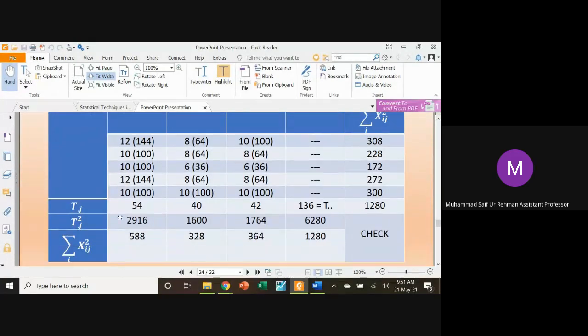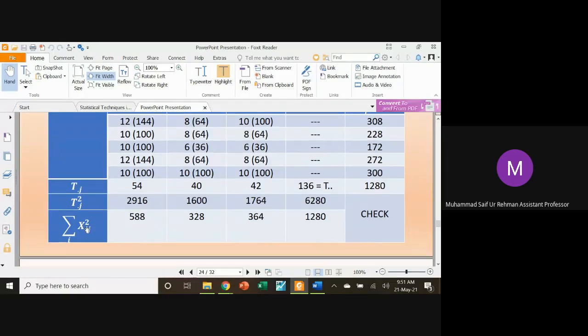Then comes the next row, that is T dot J square. In this case, you can simply square this value, 54 square, the answer is this. 40 square, the answer is this. 42 square, the answer is this. Okay, and then you have to add these three values. You will have 6280 as the grand total.